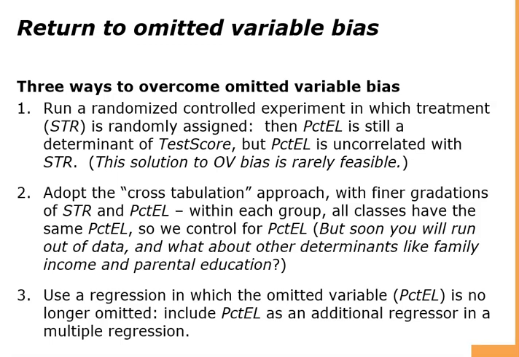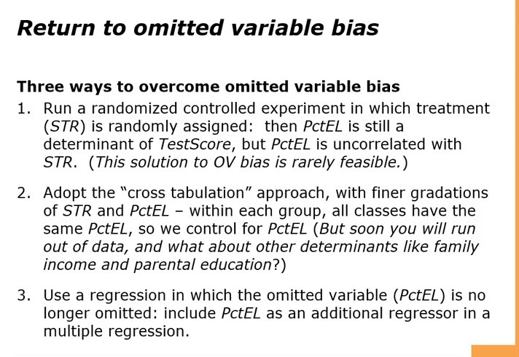The solution number two would be adopt the cross-tabulation approach, so with finer gradations of student-teacher ratio and percentage of English learners within each group. So just like the table that I showed earlier, in which the subsamples were along two dimensions, along the dimension of student-teacher ratio and also the percentage of English learners in the school district. And then if you run separate regressions on each of these subsamples, you will be able to extract the effect of student-teacher ratio on test scores, while also controlling for the percentage of English learners in the school district.